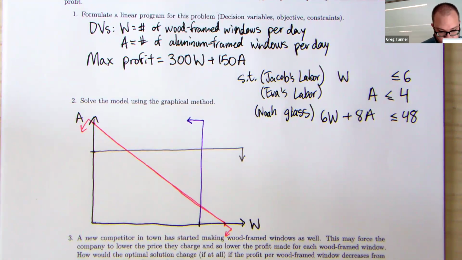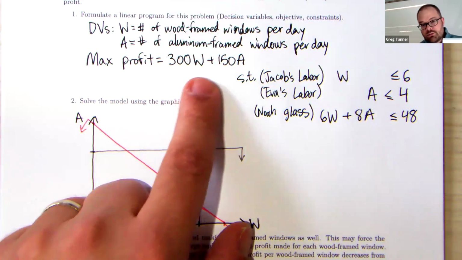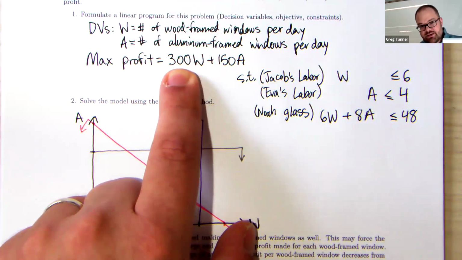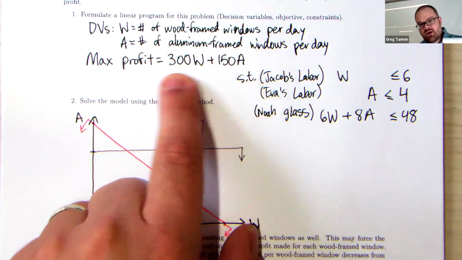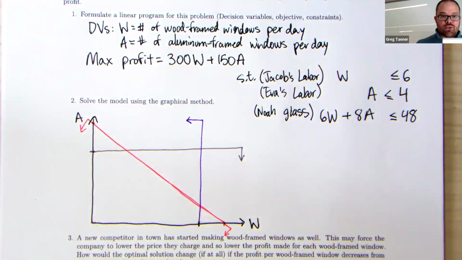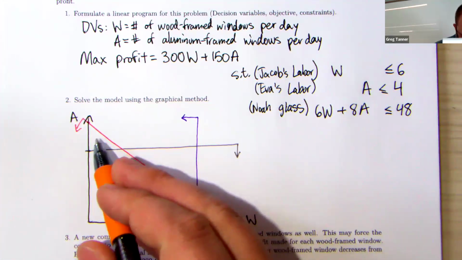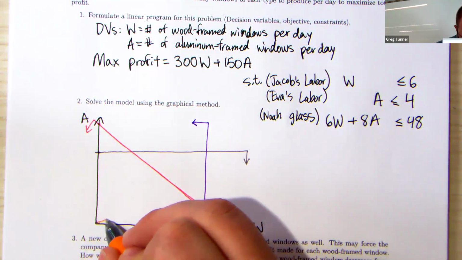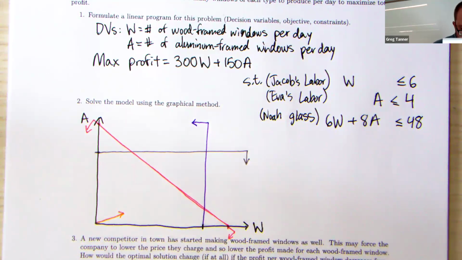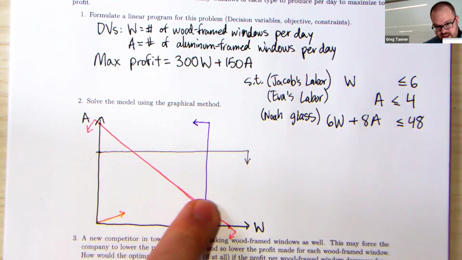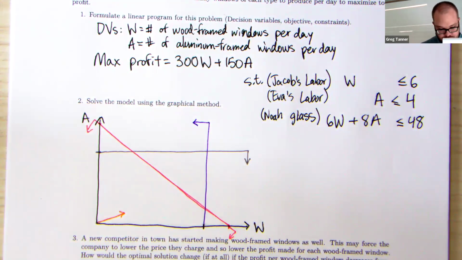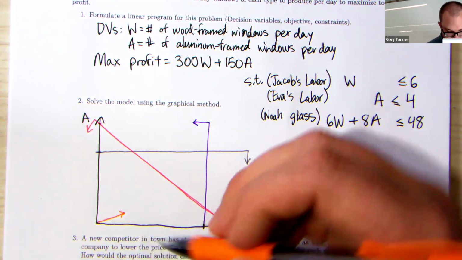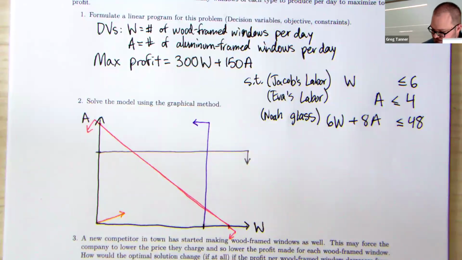If we think about what direction our objective points in, if we draw a vector in the direction 300, 150, or just in that scale of 300 to 150, or kind of 2 to 1 ratio, 2 in the W direction, 1 in the aluminum direction, it's going to be a vector pointing that direction. And so we want to move as much in that direction as possible. And maybe here's our feasible region here.